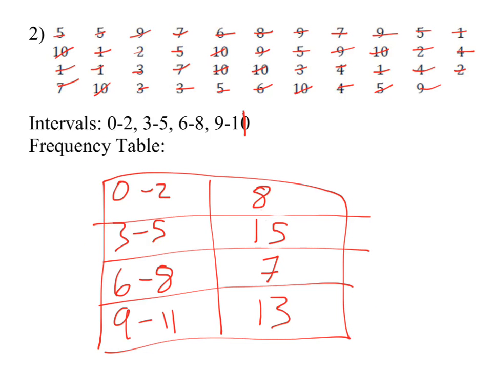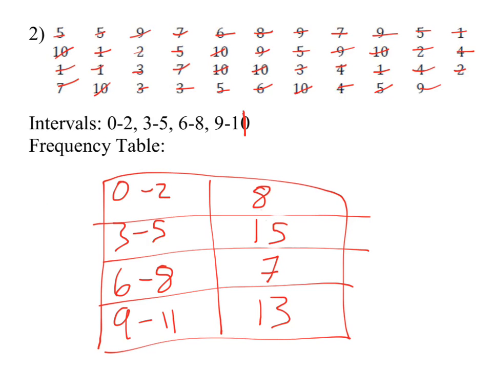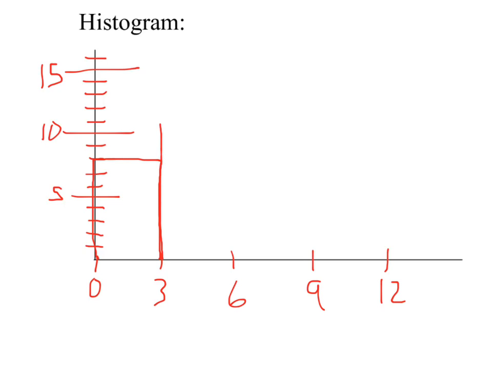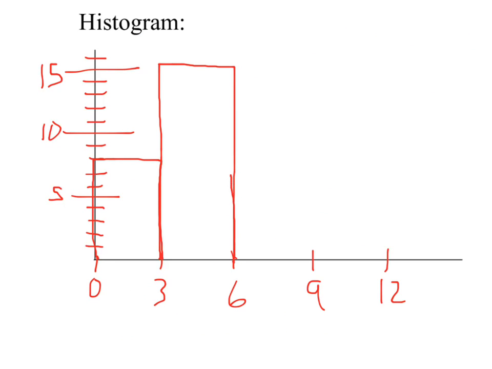So this first interval, 0 to 2, has 8. So I'm going to go up to 8. Draw myself the bar. And the next one goes all the way up to 15. So I go all the way up to 15. Draw my box like so. And the next one goes to 7. And that one's not very square. And then the last one is 13 tall, which is going to be about this tall. Yeah, that looks pretty good.